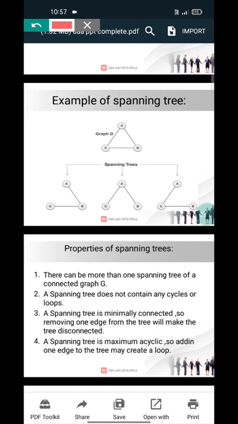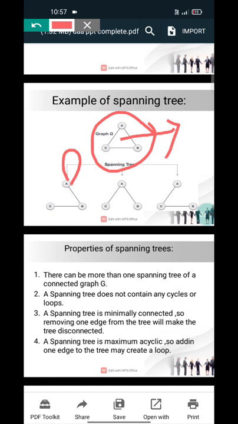The second point is a spanning tree does not contain any cycles. We can see here there are no self loops or cycles. Cycle in the sense it should be a closed path. This is called a cycle, but these are not cycles. So the second one is verified.